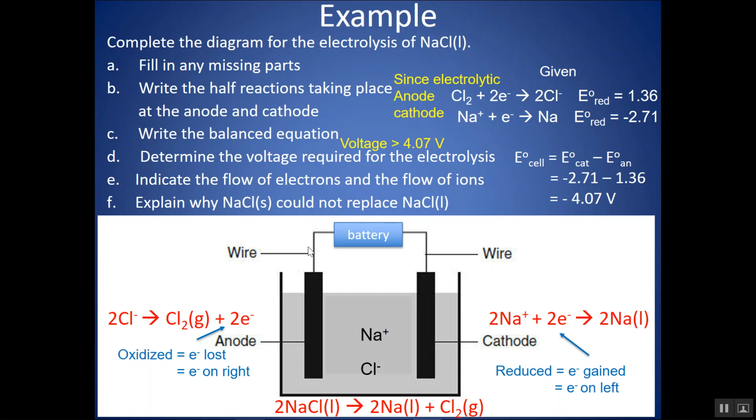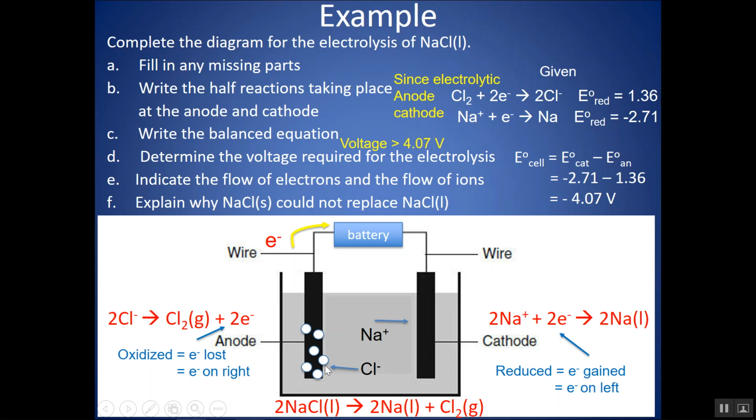Indicate the flow of electrons and flow of ions. So electrons still go through the wire from anode to cathode. That is true in electrolytic. It's true in voltaic. Flow of ions. So let's see what's happening. This is my NaCl liquid. That's what it's telling me here, and ionic liquids consist of mobile ions. So this Na+ can travel over here and turn into Na liquid at this cathode, and the Cl- would migrate over to the anode and turn into Cl2 gas. So you might see some bubbling over there.